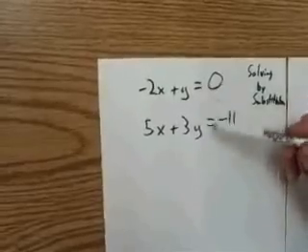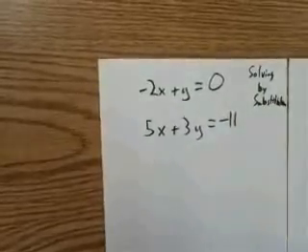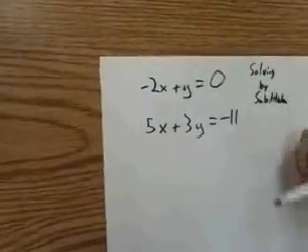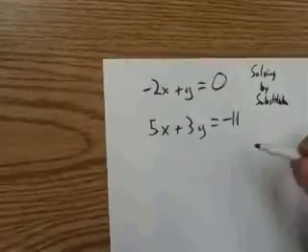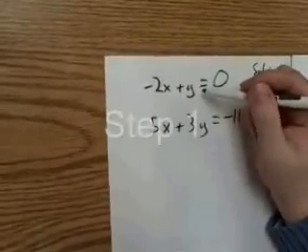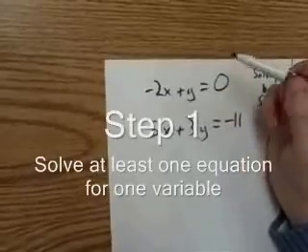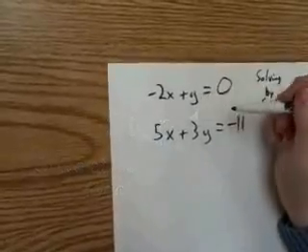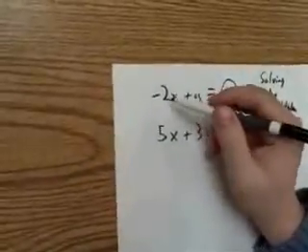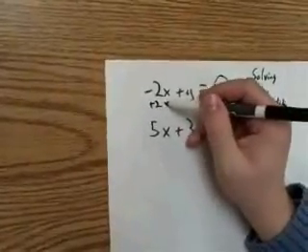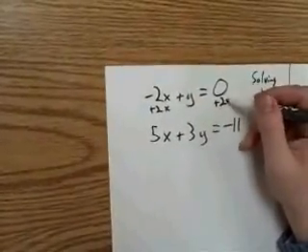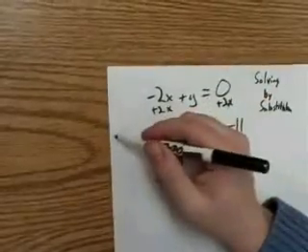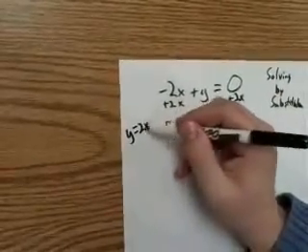In this case, we don't have one of them already solved for one variable, so we have to do step one. You don't always have to do it. This time we do. So we're going to solve this one for y. Why, you might ask? Because it's the easiest thing. Y is already by itself. So to get rid of the minus 2x, we add 2x, so we have plus 2x. That means y is equal to 2x.